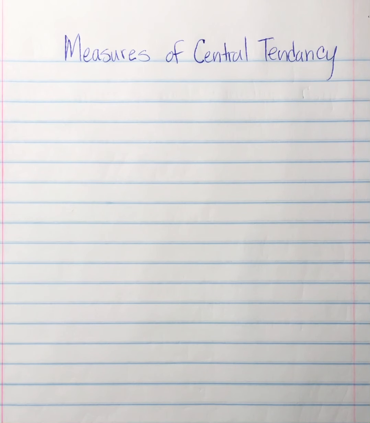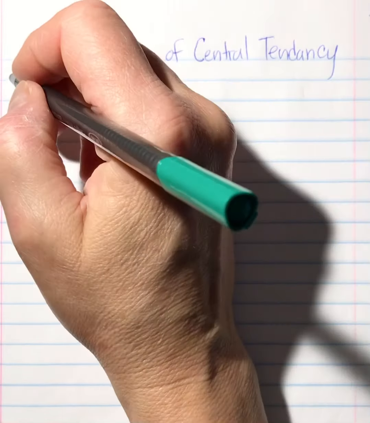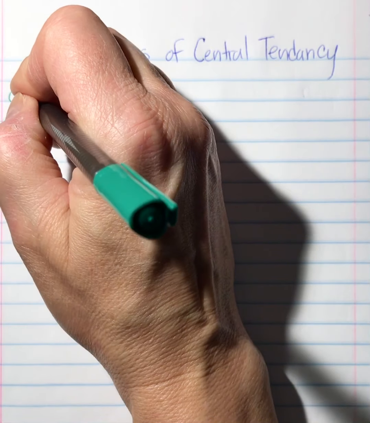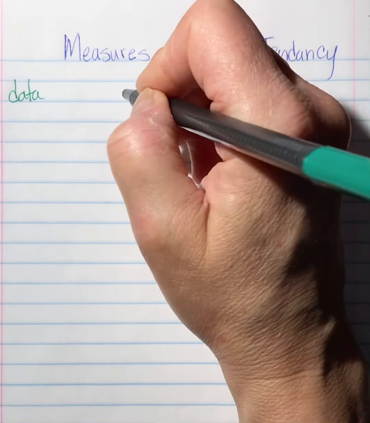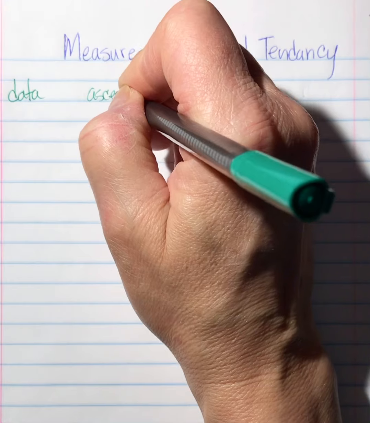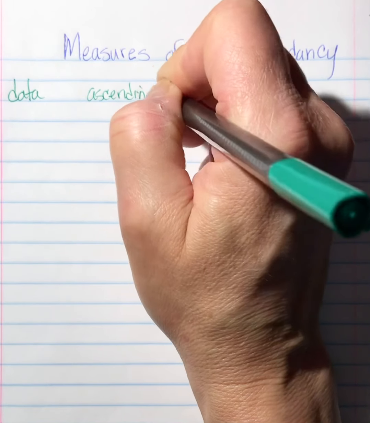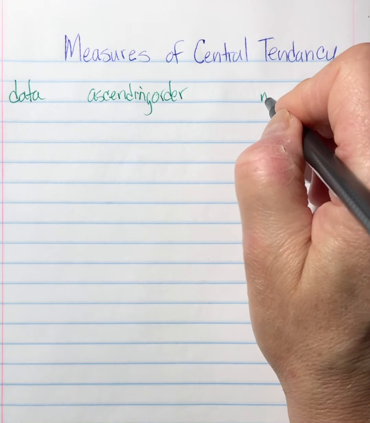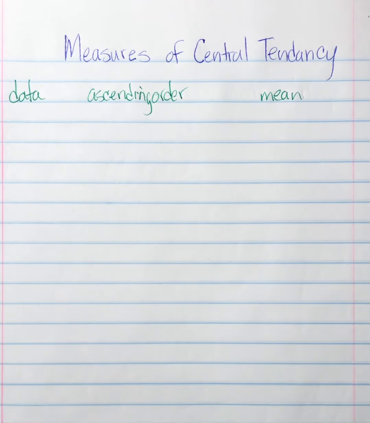I'm going to do a quick little video on one part of measures of central tendency. We're going to talk about a couple of vocabulary words. We're going to talk about data and what that is. We're going to talk about ascending order, and I'm going to give you another name for ascending order also. And the main point of this video is finding the mean.